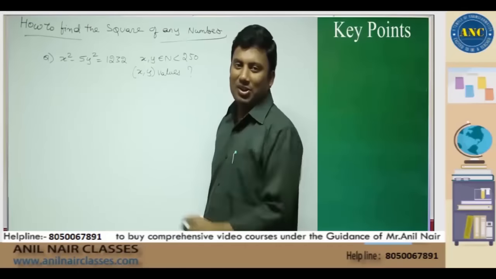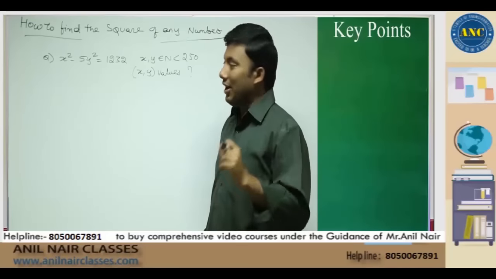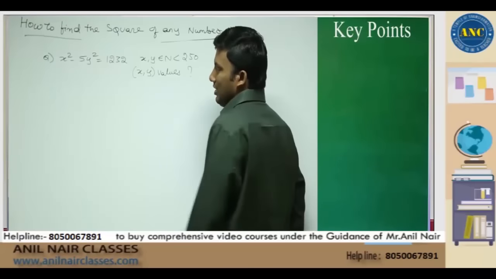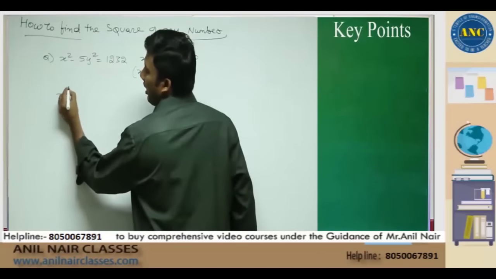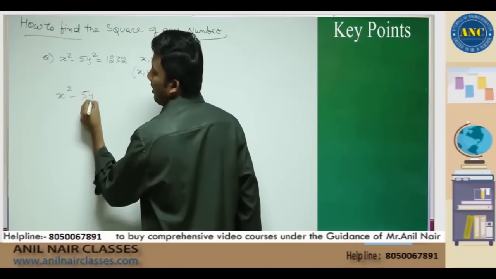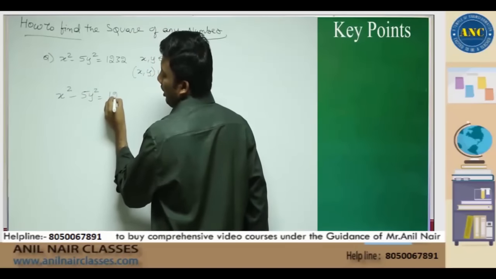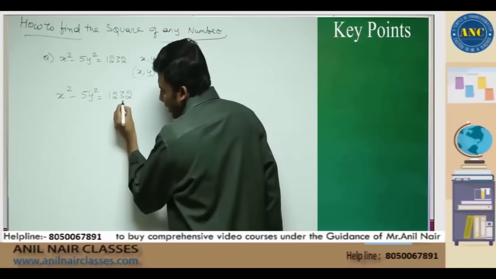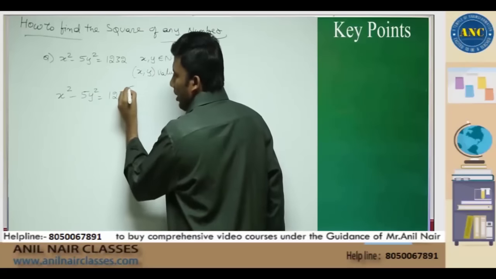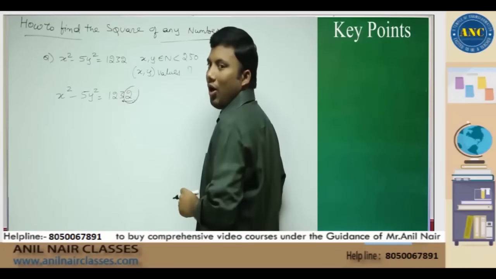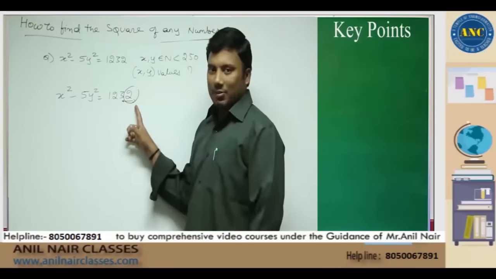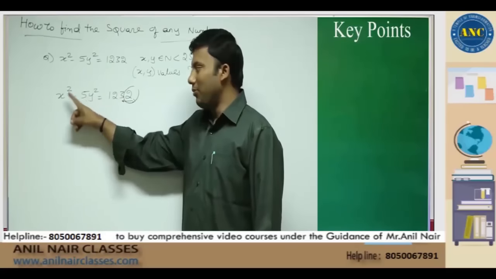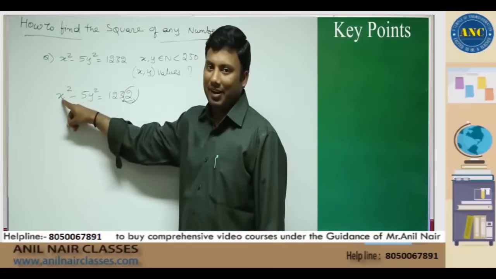Just by looking at the question, most of the students will have a fear of solving this question because it's an algebraic question. Now, see Anil Nair's way of solving. X square minus 5y square equivalent to 1232. Observe carefully. What is the unit digit in the right hand side? 2. How did we get 2? It is nothing but subtracting the unit digit of 5y square from the unit digit of x square. Am I right? Yes.